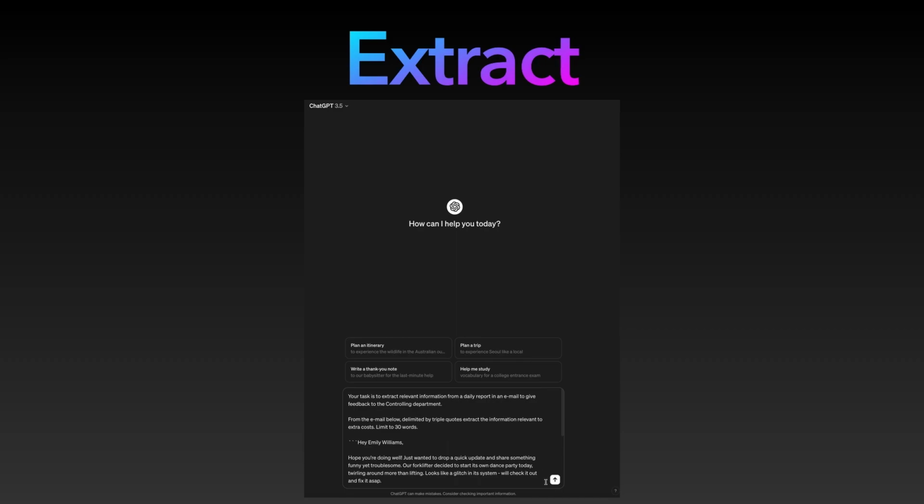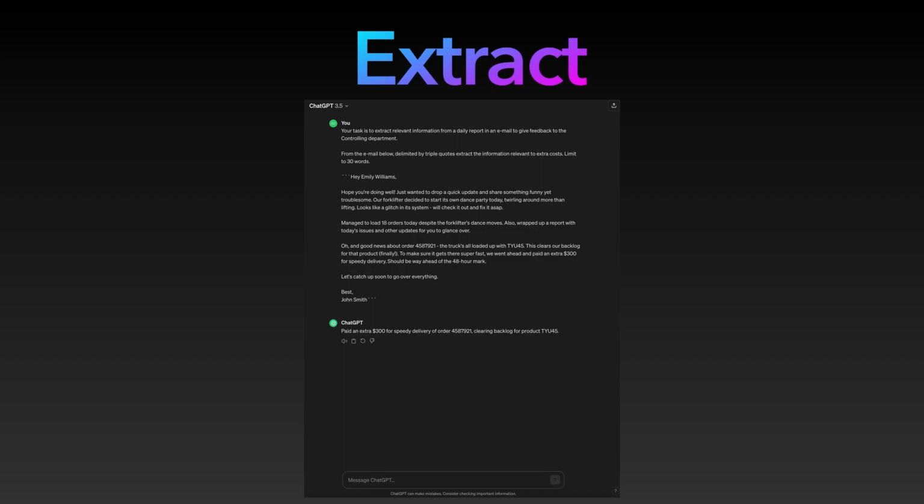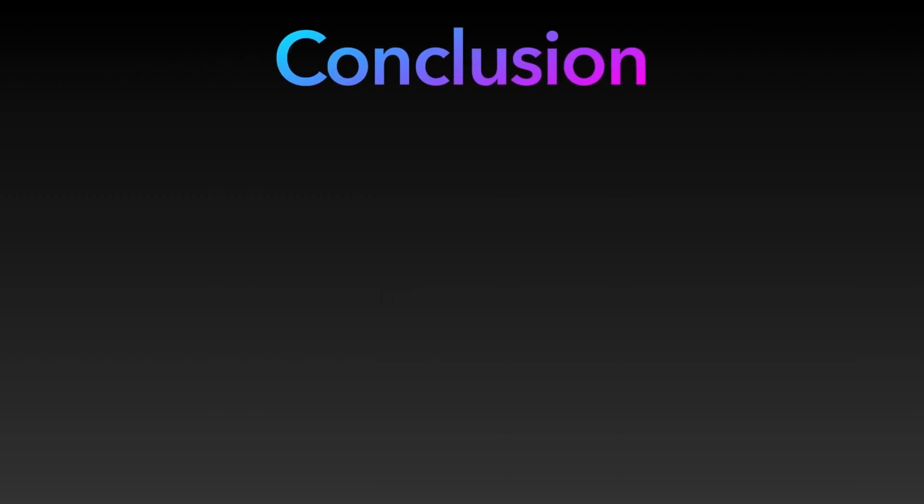The response only contains information related to the extra cost and some extra related info to cover the 30 words limit. One caveat, please fix your attention on the fact that the amount of the extra cost is placed at the beginning of the response, giving it more importance. Therefore, summarize aims to capture the general essence of a text, while extract is the ideal option for obtaining specific information relevant to a particular topic or area of interest, a department in our example.